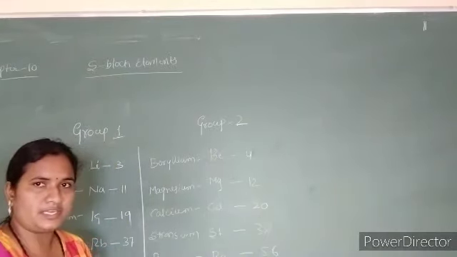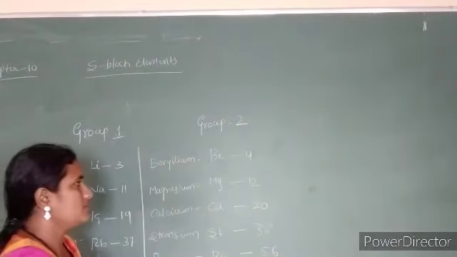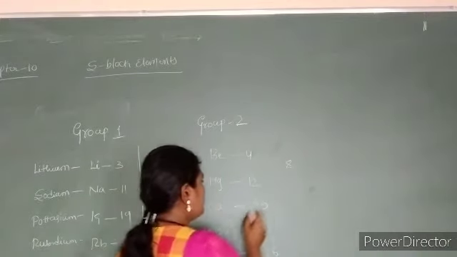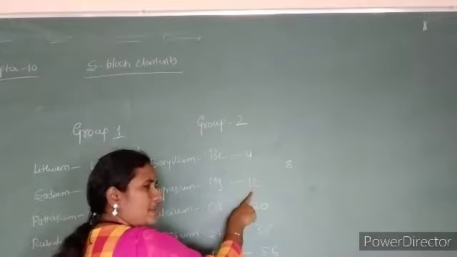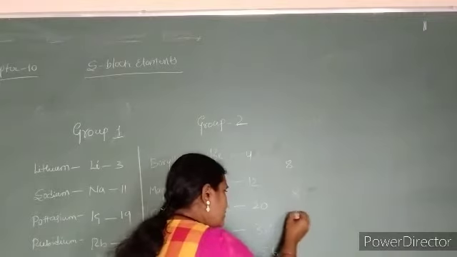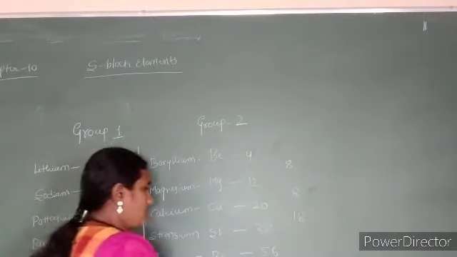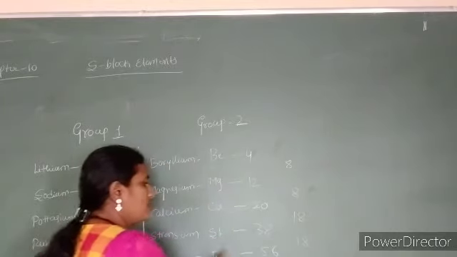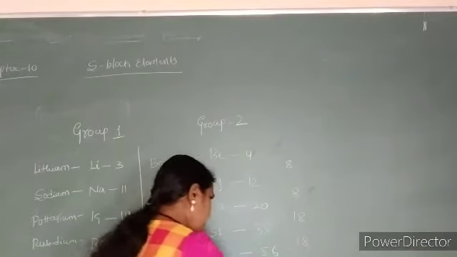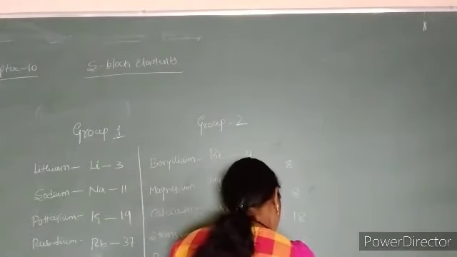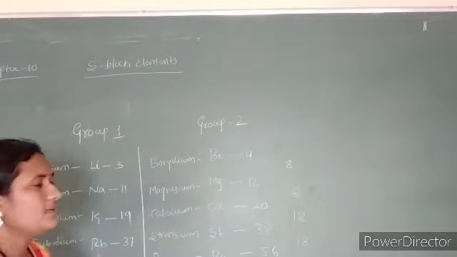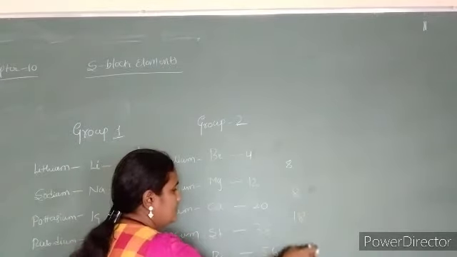So in a simple manner you can remember the group 2 elements' atomic numbers. If we add 8 to 4 you will get 12. Then if you add 8 to 12 you will get the atomic number of calcium. Next, if you add 18 to 20 you will get the strontium atomic number. Again if you add 18 to the strontium atomic number you will get barium. Again you have to add 32 to that of barium, and you will get the atomic number of radium. So you have to remember 8, 8, 18, 18, 32.